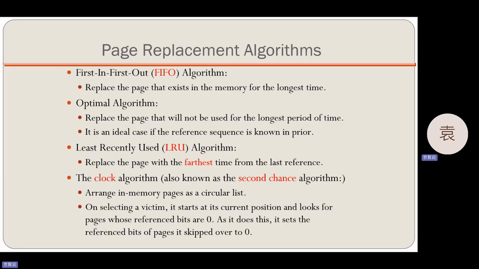The last one is the clock algorithm, or sometimes we call it the second chance algorithm. It's a variation of first in, first out. It's basically first in, first out, but with a second chance.